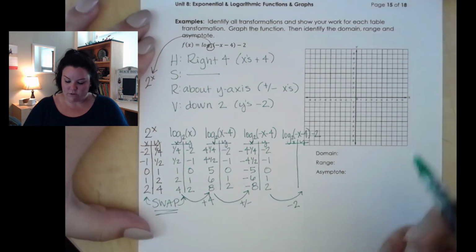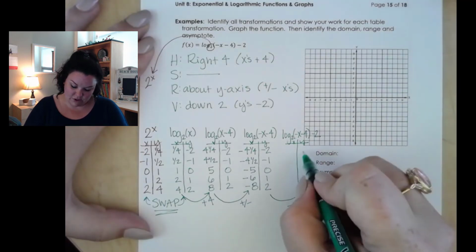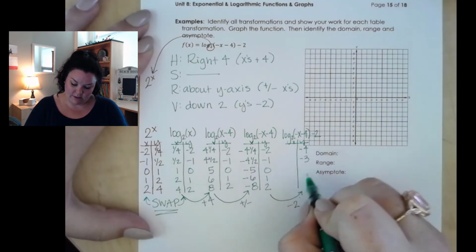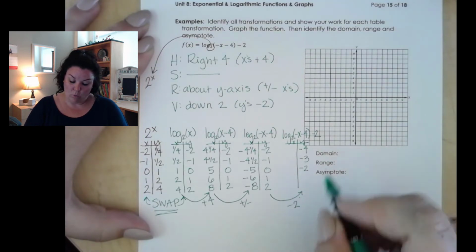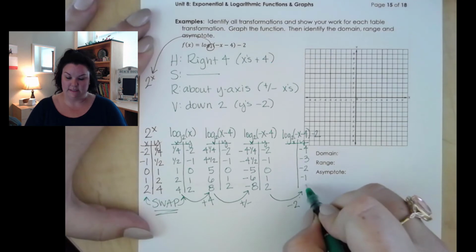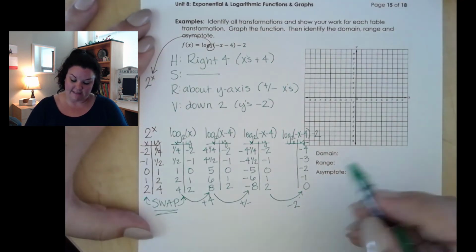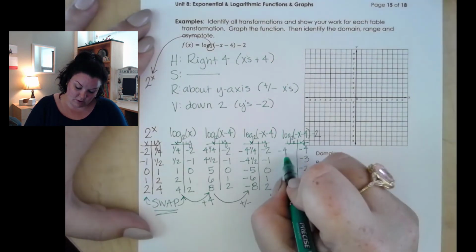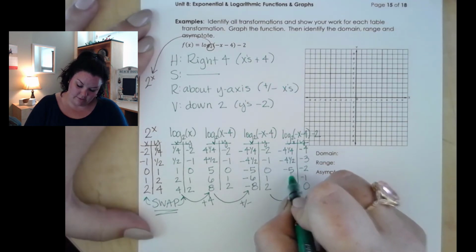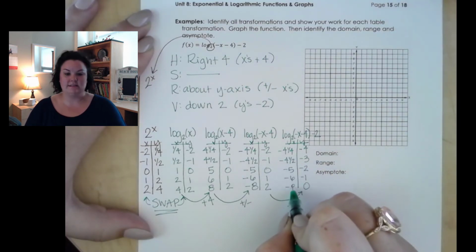Okay, all right, so when I move this down 2, 2 minus 2 is -4. 2 minus 1 is -3. 0 minus 2 is -2. 1 minus 2 is -1. 2 minus 2 is 0. And then my x's stayed the same: -4 1/4, -4 1/2, -5, -6, -8.